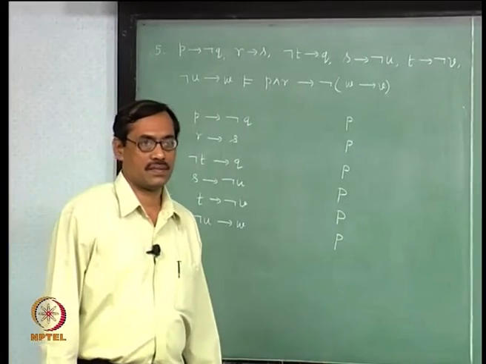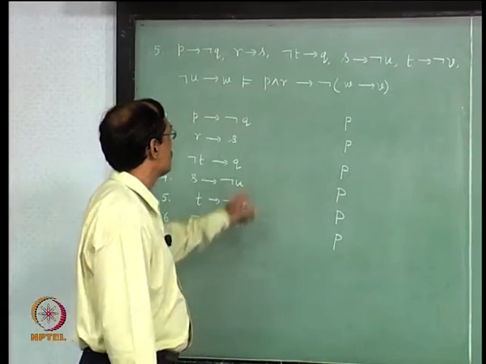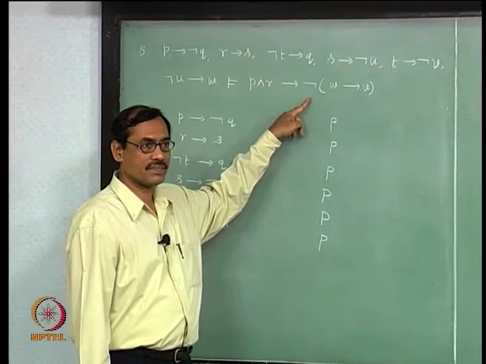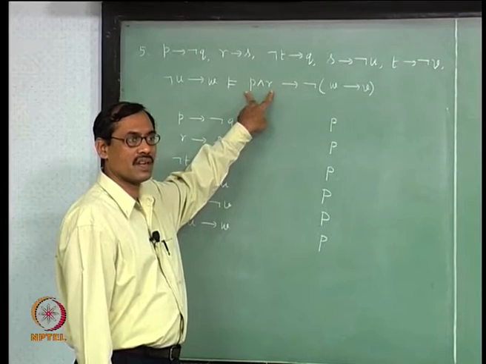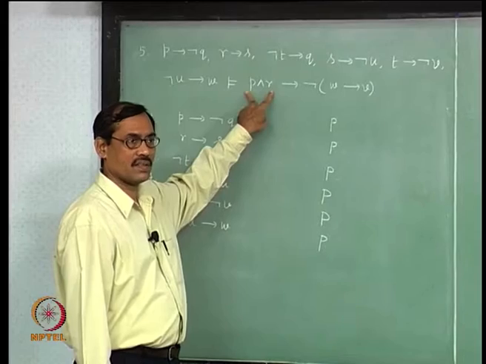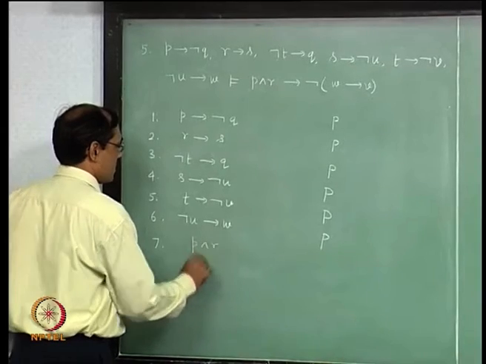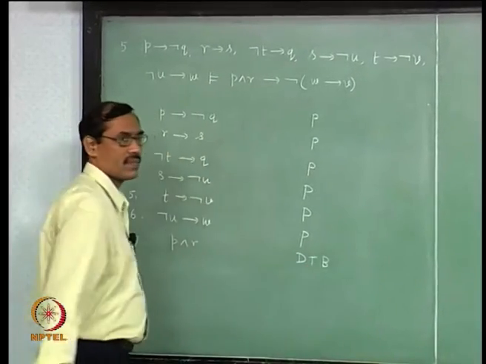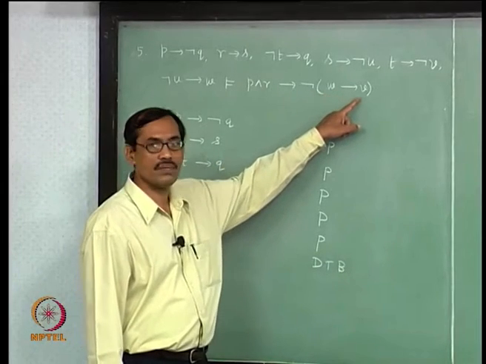So, there ends our premises, fine. Then we have to go for the conclusion. Now, when we see that the conclusion is in the form of an implication, we are going to use the deduction theorem. So, that means we take its antecedent, which is P and R, as an extra hypothesis or extra premise, and we document it as deduction theorem begins, fine. So, we start with the 7th line as P and R, which we write as deduction theorem begins, right. Then our aim is to prove that not of W implies V.